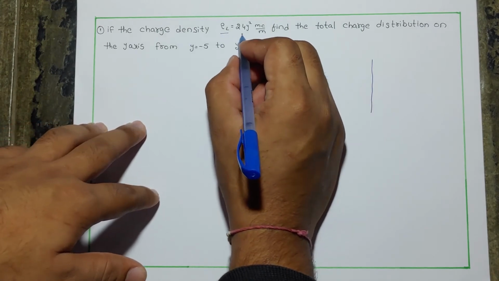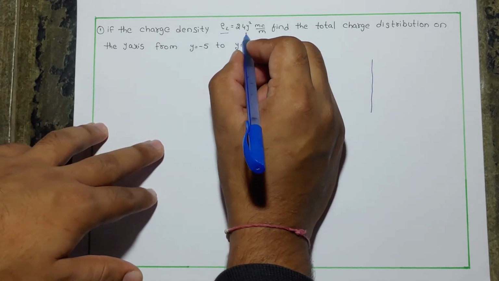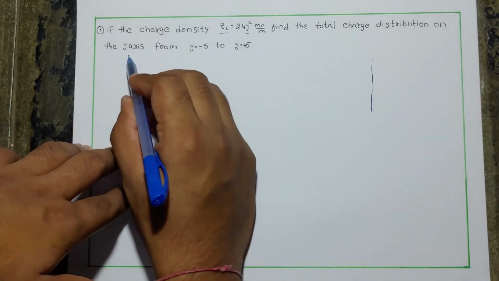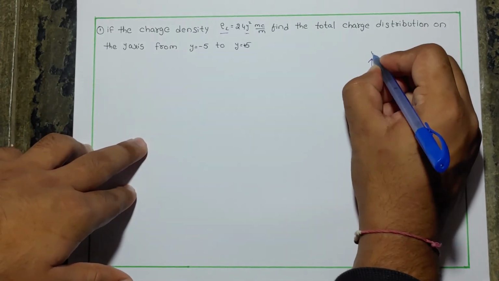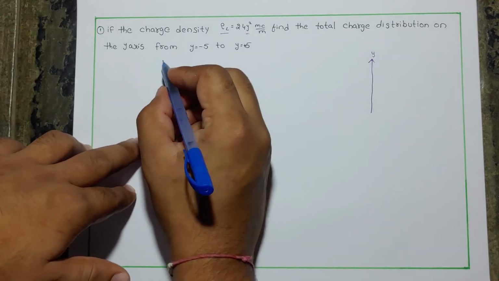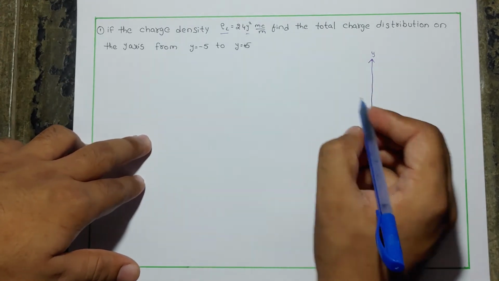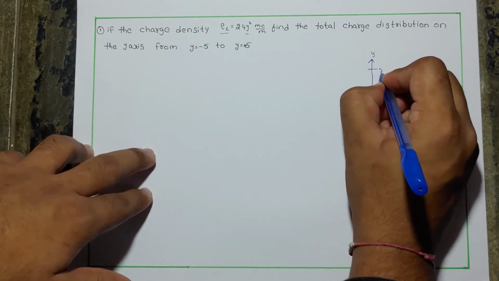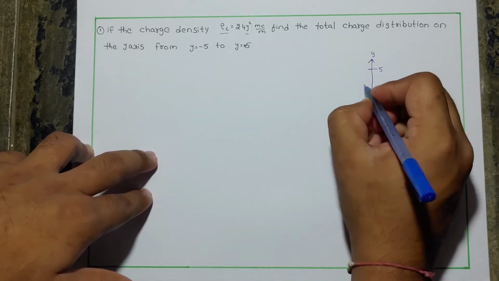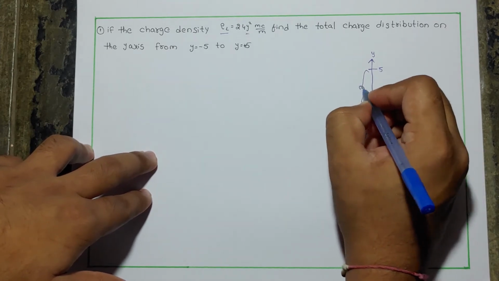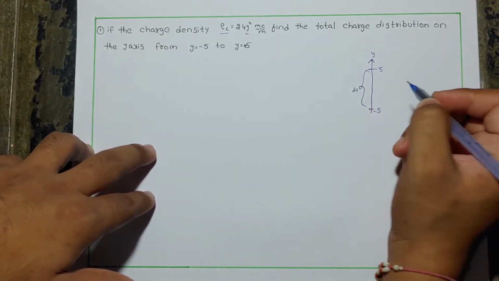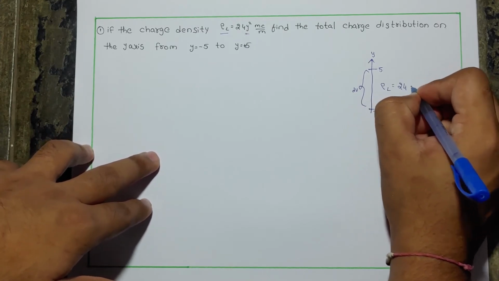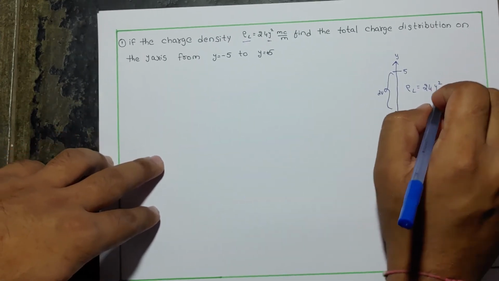Rho l is equal to 24y square. Here it is given y and the charge distribution on the y axis. So this is the y axis, and the given range is from -5 to 5. This is the differential element, that is rho l is equal to 24y square.